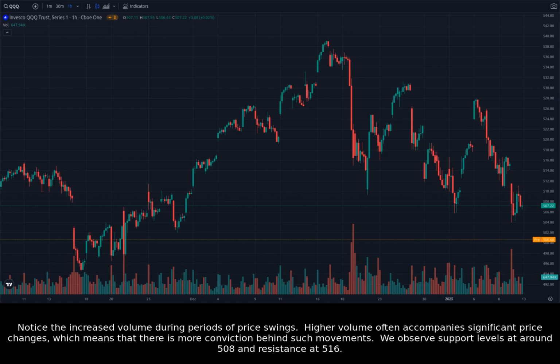Higher volume often accompanies significant price changes, which means that there is more conviction behind such movements. We observe support levels at around 508 and resistance at 516.